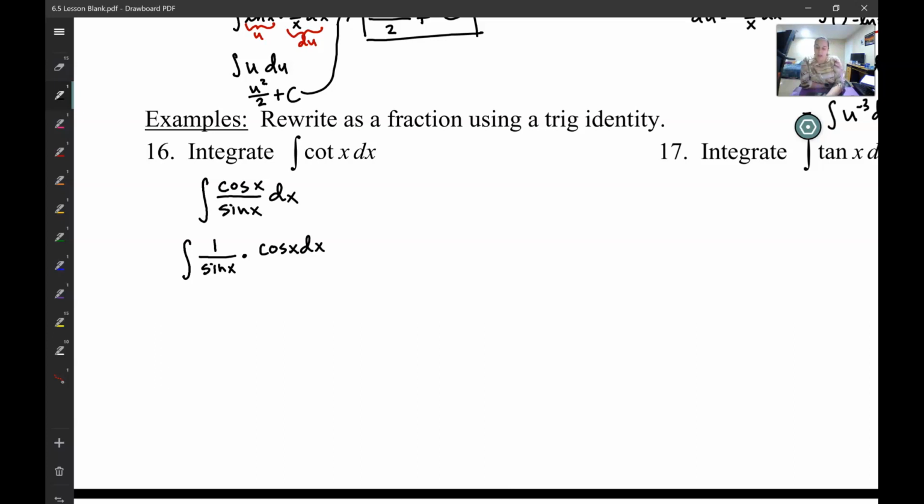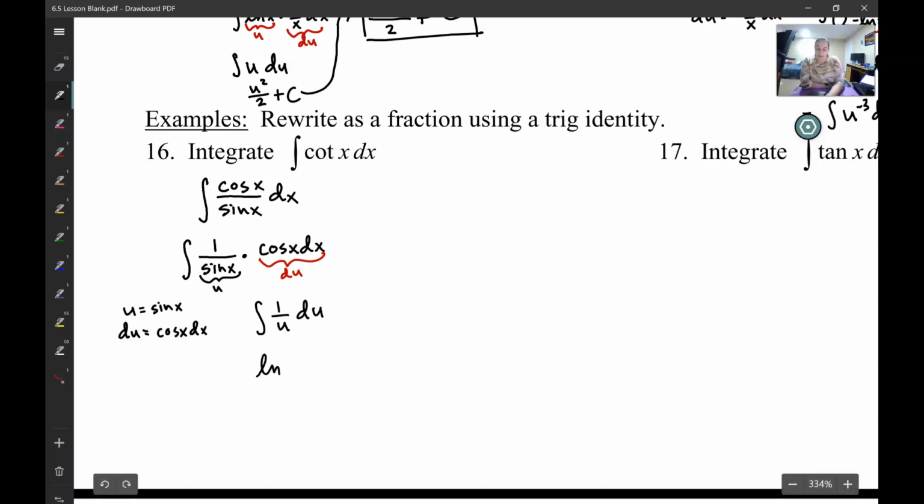Now, let's do a u substitution. Let's say that sine is u. So if u is sine of x, then du is going to be, let's see, the derivative of sine is cosine. And hey, look at that. There's my du. So now I have the integral of 1 over u du.